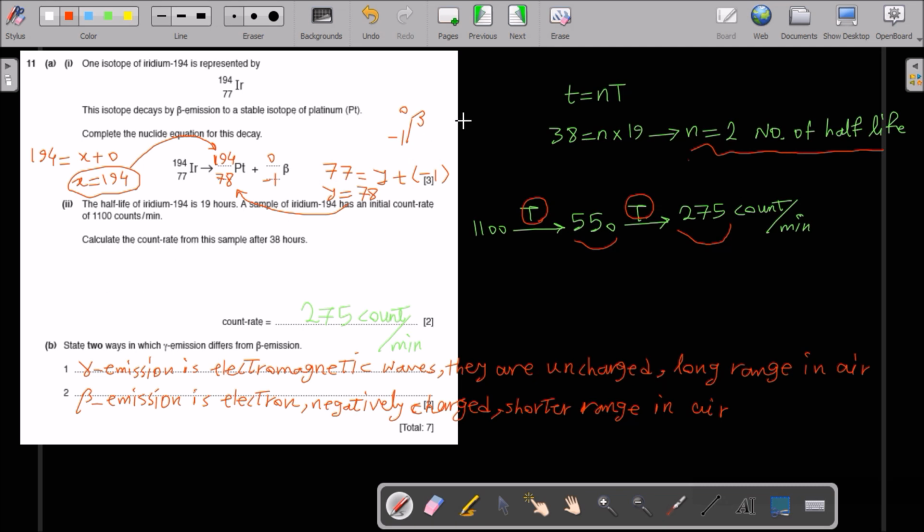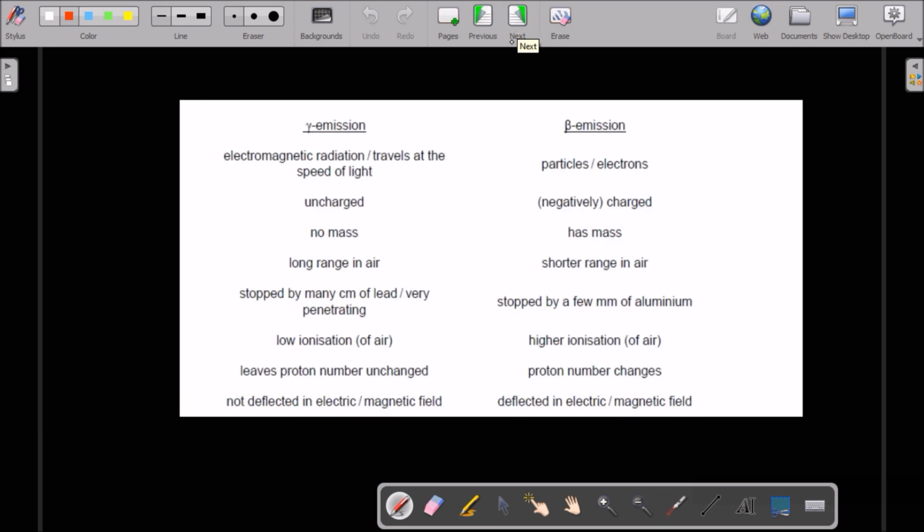So, to know more about the difference between gamma emission and beta emission, I also transferred this answer, the difference between gamma emission and beta emission, from the mark scheme of the Cambridge past paper. So you can see the difference between gamma emission and beta emission if you need more about them.